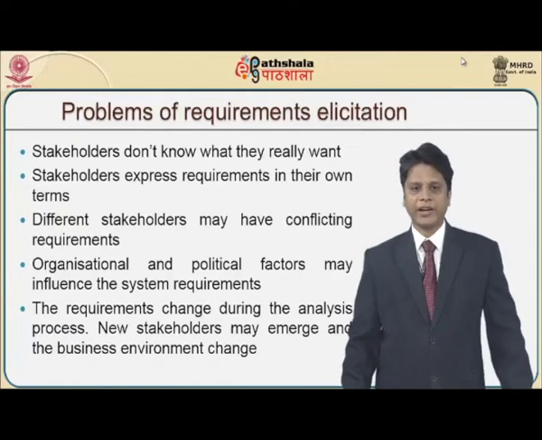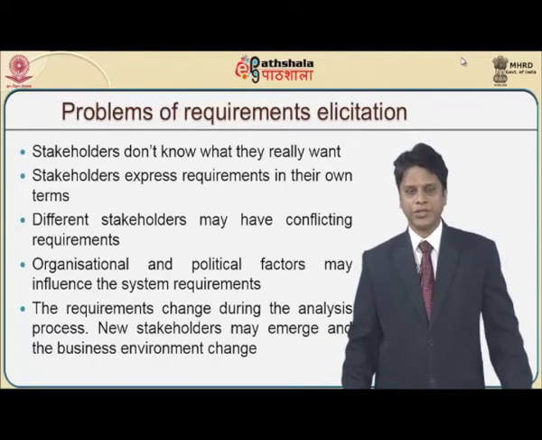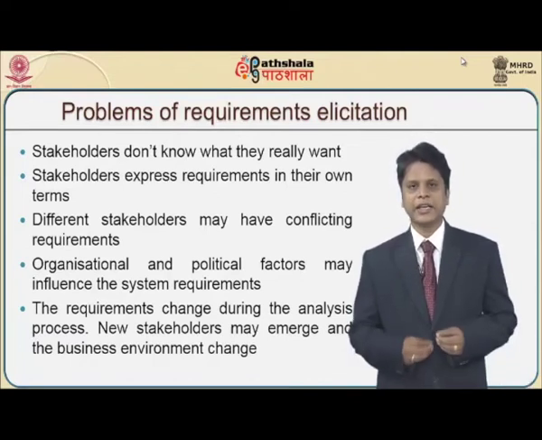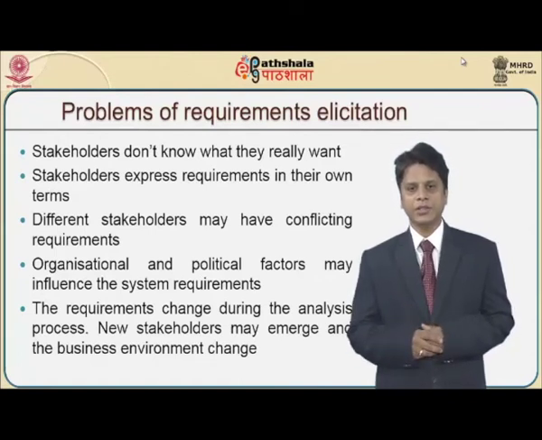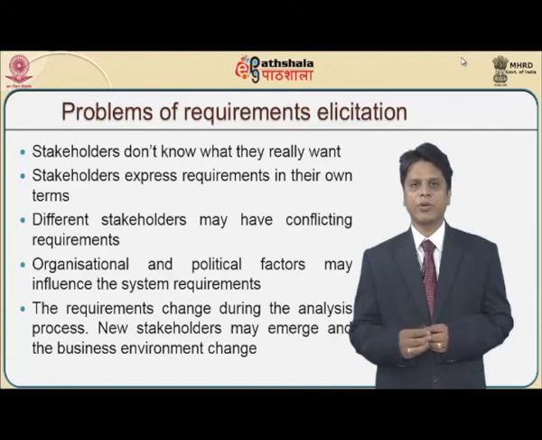Organizational and political factors may influence the system requirements. The requirements change during the analysis process. New stakeholders may emerge and the business environment is also likely to change. As and when there is a change of the topmost authorities in the organization, the entire business environment is also likely to change.